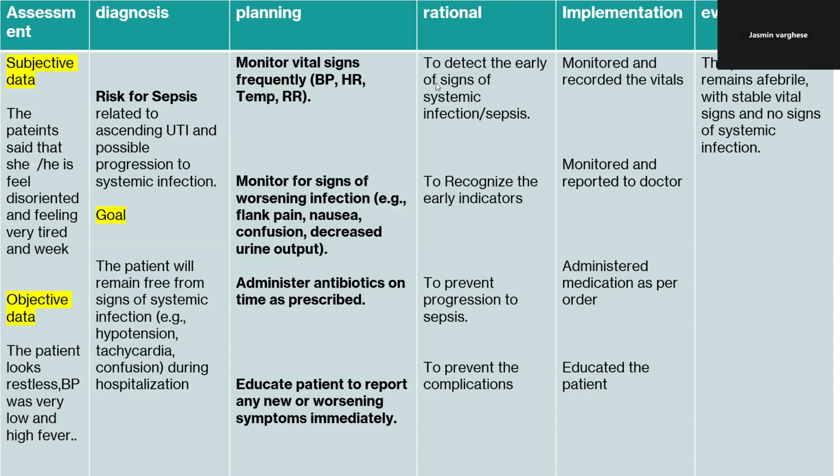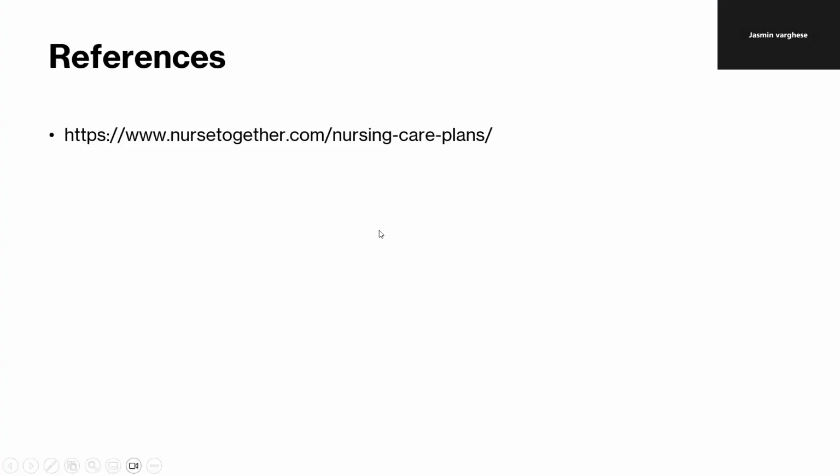And in evaluation column, based on your goal, you can write the patient remains afebrile with stable vital signs and no signs of systemic infection. All right, so these are all the nursing diagnoses and care plan for UTI.